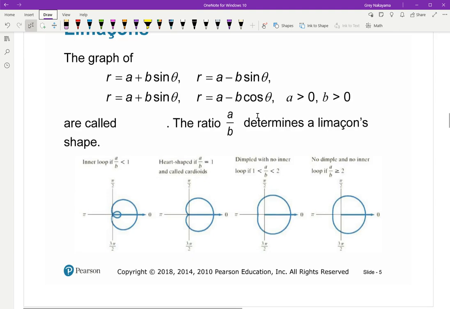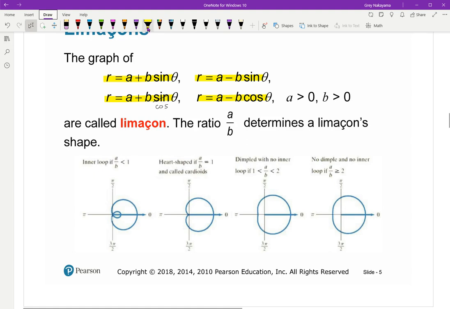The next type we have is called limaçon, which is the French word for snail. These are the different equations that you have to be familiar with. r equals a plus b sine theta. Oops, that one is supposed to say cosine, so act like this right here says cosine. So r equals a plus b sine theta or r equals a minus b sine theta, and then you can have a plus b cosine theta and a minus b cosine theta.